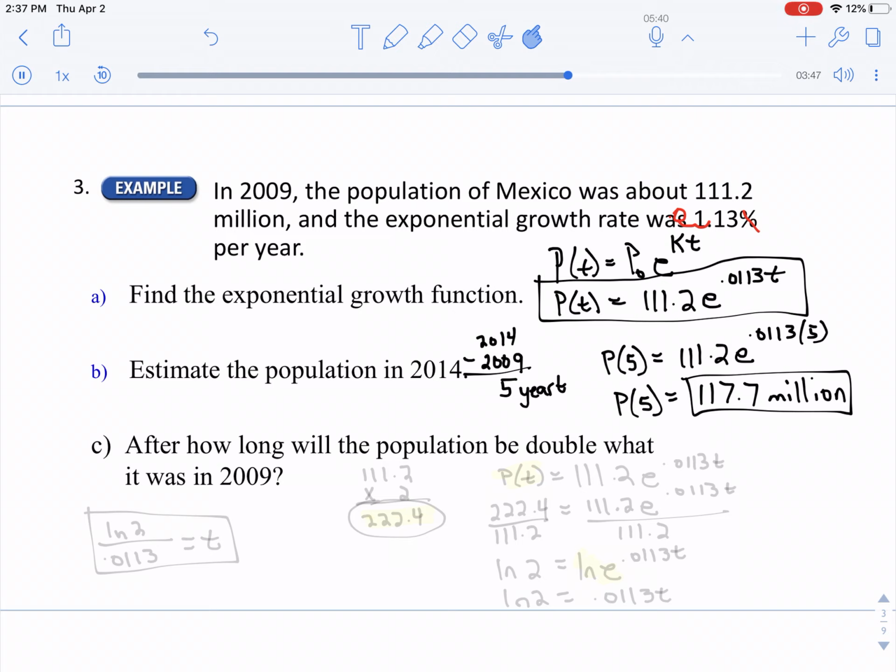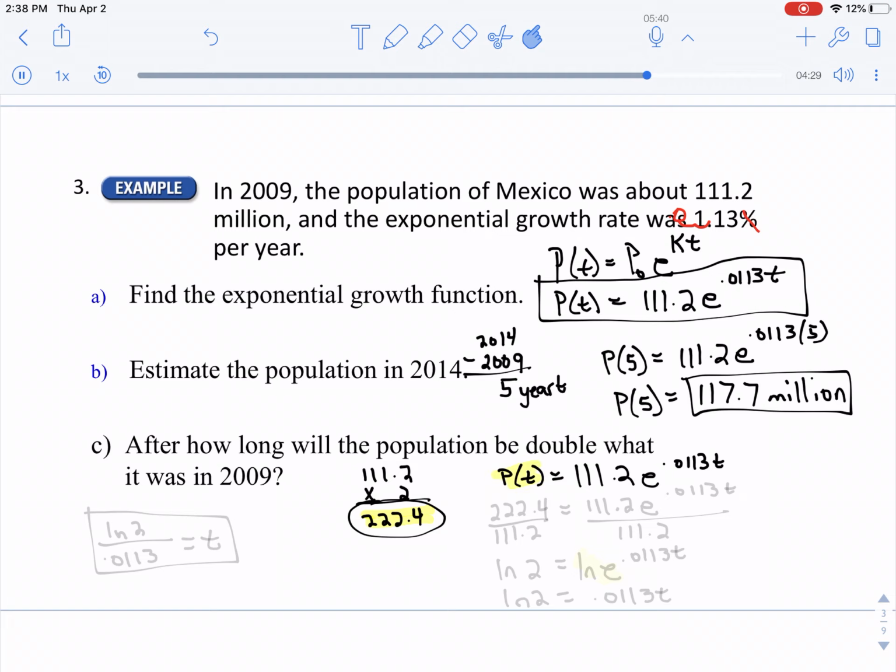All right, now the next one wants to know, how long will it take for the population to double? All right, so this time we want the population to double. Well, we know in 2009 the population was 111.2, and we want it to double. That means we want to multiply that by 2, and we get 222.4. Now that's the population we want to get to, so we're going to take our equation, P of t equals P of 0, which is 111.2 e to the 0.0113 t power. But now what we know, this 222.4, that's our population that we want to get to.